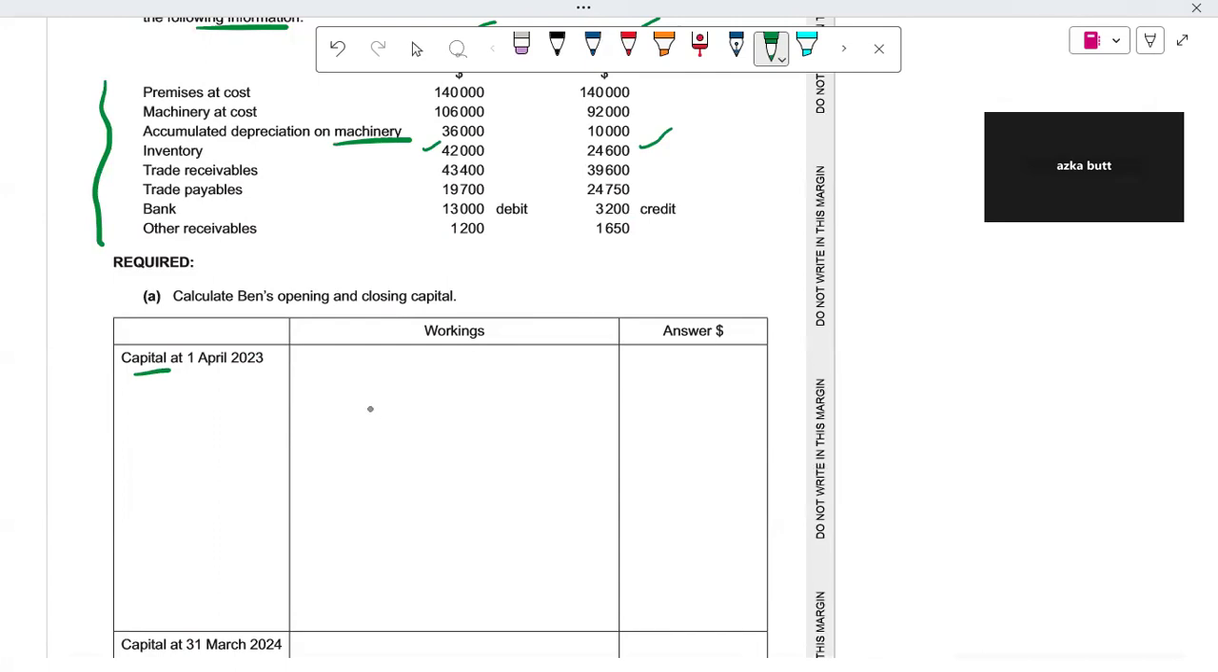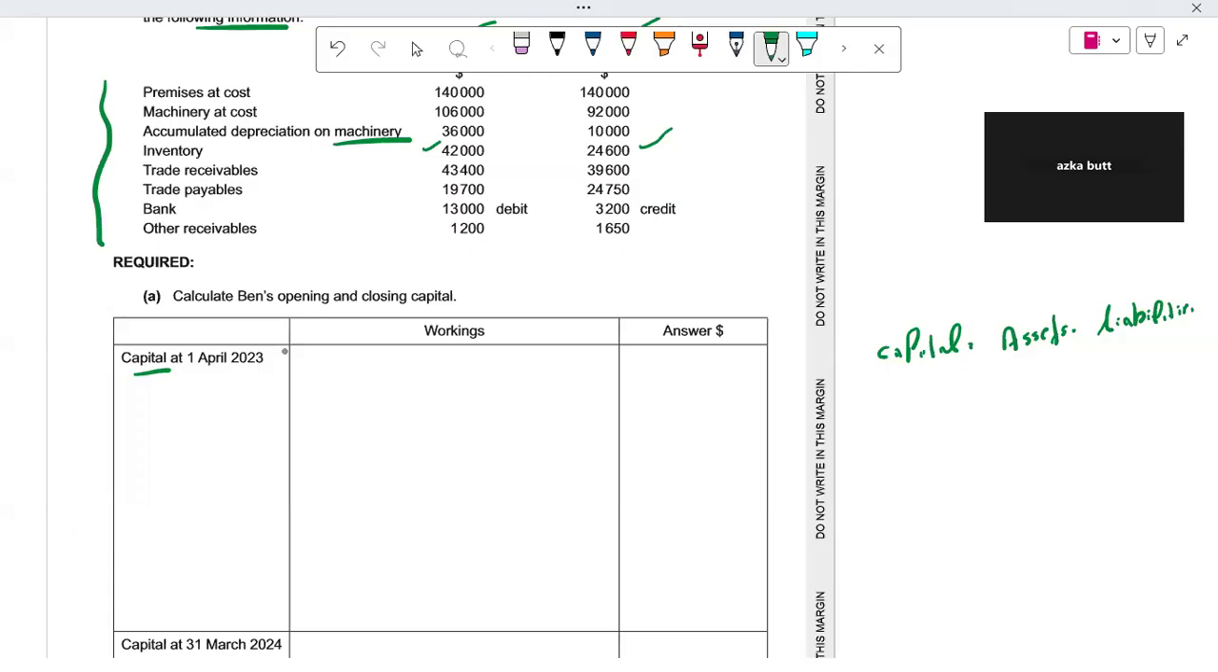Okay. So how can we find out the capital? The formula is very easy. Capital is equal to assets minus liabilities. Okay.